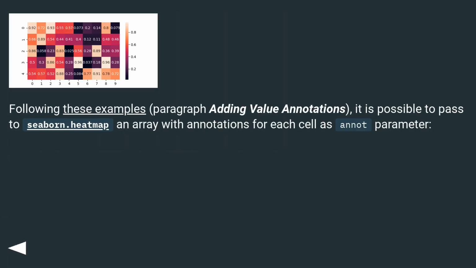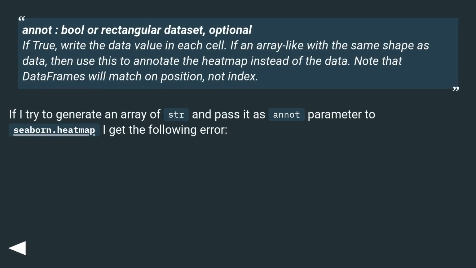Following these examples, in the paragraph on adding value annotations, it is possible to pass to seaborn.heatmap an array with annotations for each cell as the annot parameter. Annot: bool or rectangular dataset, optional. If True, write the data value in each cell. If an array-like with the same shape as data, then use this to annotate the heatmap instead of the data. Note that DataFrames will match on position, not index.